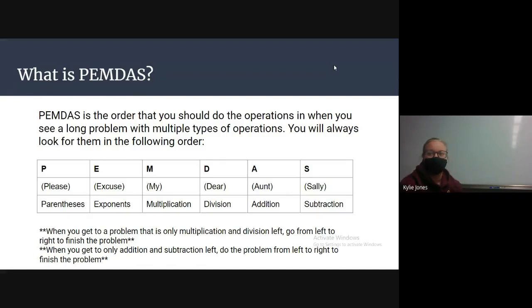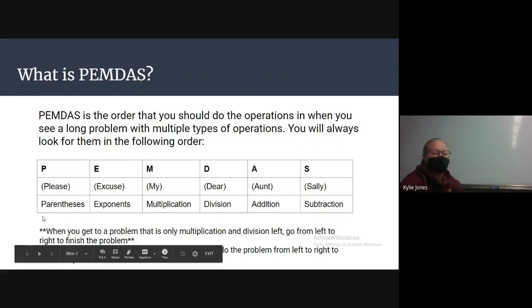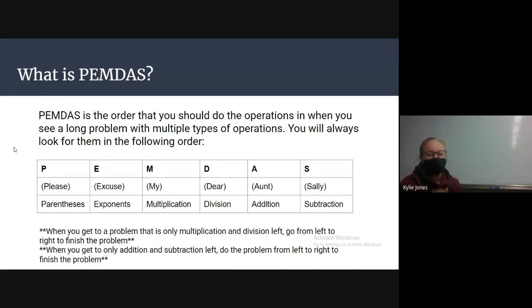So these little stars down here say that when you have a problem that only has multiplication and division left, you're always just going to go from left to right at that point. Whether the division is first or the multiplication is first, you just go left to right. Same with addition and subtraction. When you get to where there's only addition and subtraction left, you just go from left to right. You don't have to do the addition first and then the subtraction. You do whichever one is first, from left to right. We'll do a few problems that work on that, though.